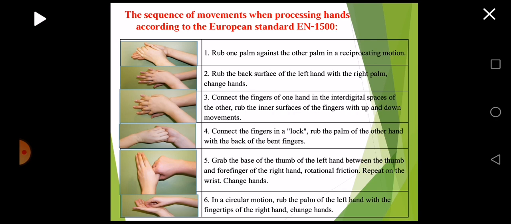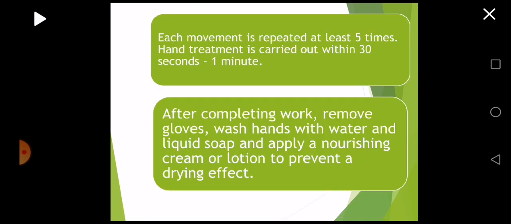Fifth, grab the base of the thumb of the left hand between the thumb and the forefingers of the right hand. Rotation, friction, repeat on the wrist. Change hands. In a circular motion, rub the palm of the left hand with the fingertips of the right hand. Change hands. Next page. Each movement is repeated at least 5 times.